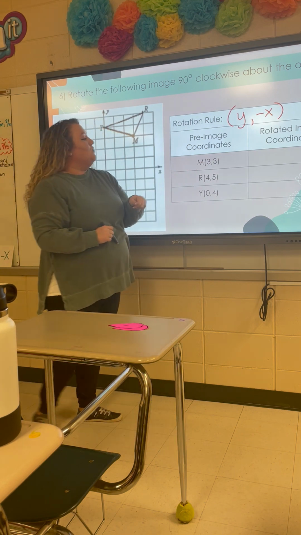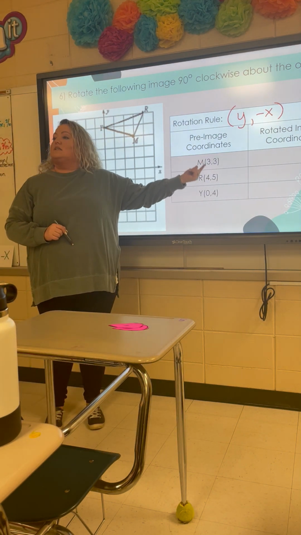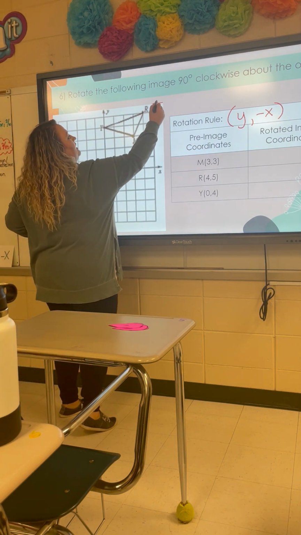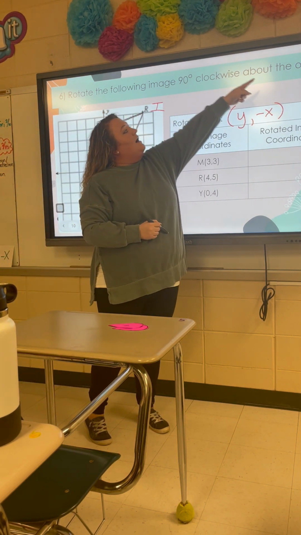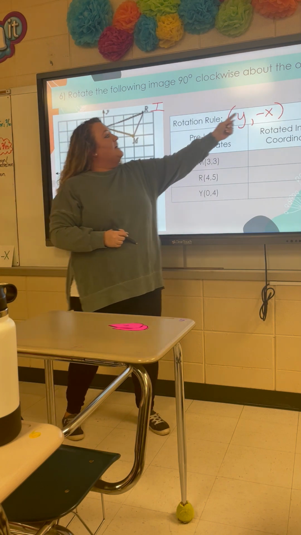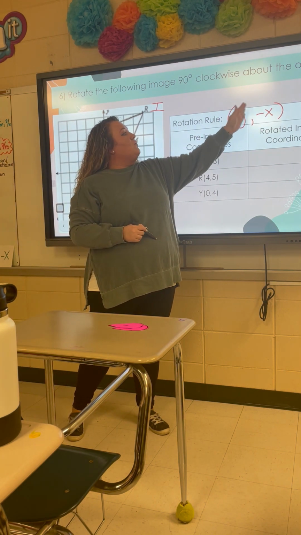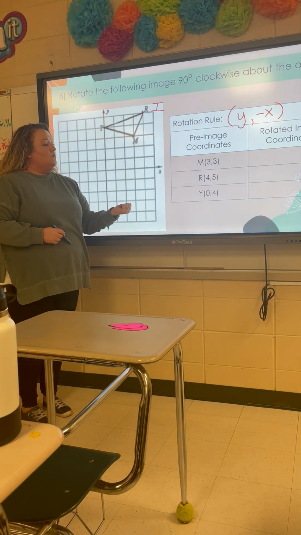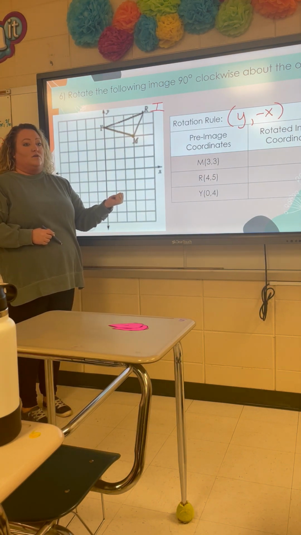All right, so here's our ordered pairs. They're all positive, which means they're in quadrant what? Quadrant 1. So when we go clockwise, the second one is going to become negative. So what quadrant will it end up in with a positive and then a negative? Quadrant 4.